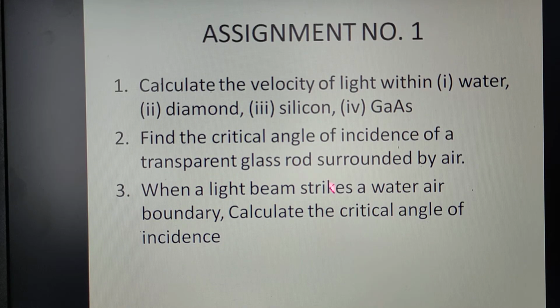Over here, the refractive index of water is 1.33 and the refractive index of air is 1. Find the critical angle for that particular phenomenon that takes place over there.